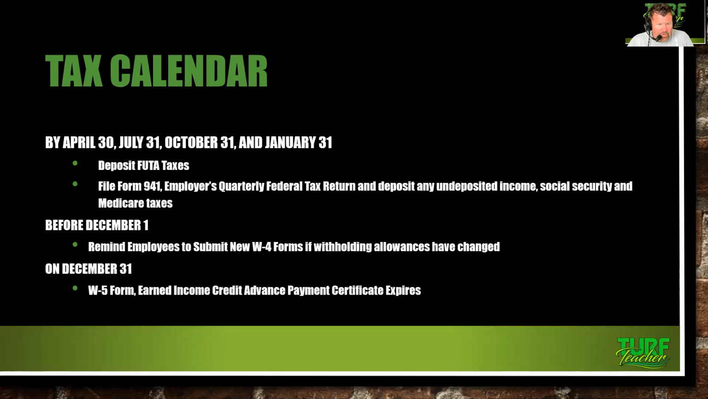By April 30th, July 31st, October 31st, and January 31st, deposit FUTA taxes, and then file Form 941, employer's quarterly federal tax return, and deposit any undeposited income, Social Security, and Medicare taxes. That's why I like paying it weekly. I don't want a big chunk of change to leave my wallet on these dates. It's easier to pay a little bit as you go, I think. Before December 1st, remind employees to submit new W-4 forms if withholding allowances have changed. And on December 31st, W-5 form, the Earned Income Credit Advance Payment Certificate expires.